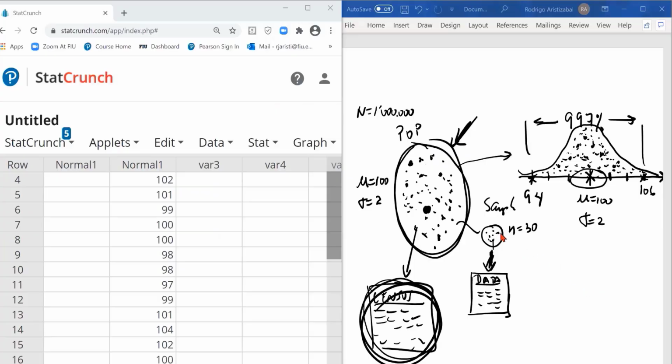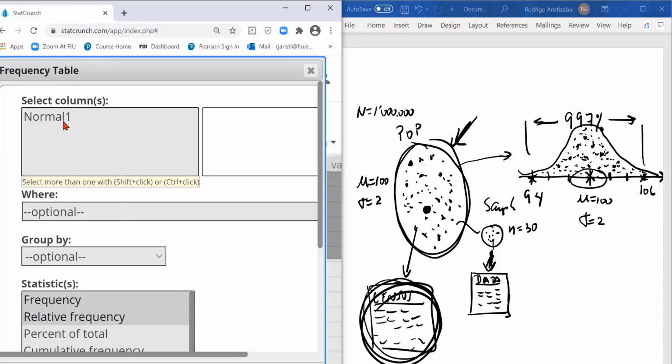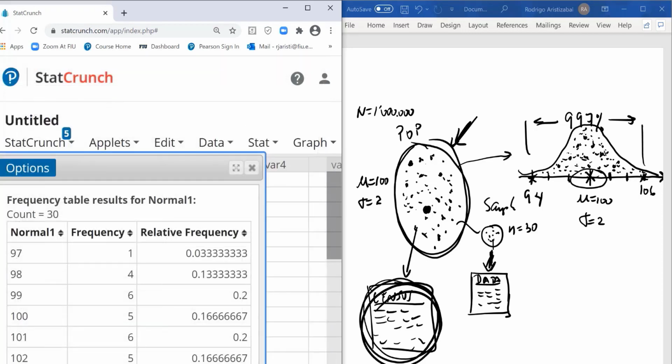Once you have collected your sample from the population and obtained your data from this sample, that is, the measurement for each member of the sample, then we can organize, summarize, analyze, and draw conclusions about the population using this sample. We can organize the data using a frequency table: go to Stat, Table, Frequency. My data is located in this column, Compute, and we have our frequency table. Then we have 1 item of 97, 4 of 98, 6 of 99, and so on. That is the frequency table.